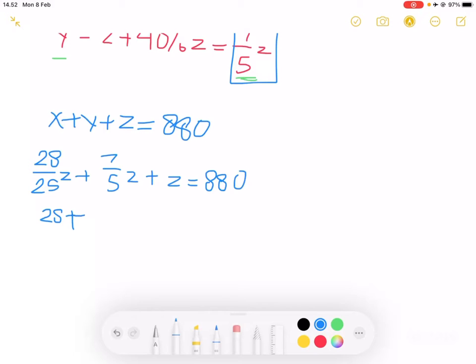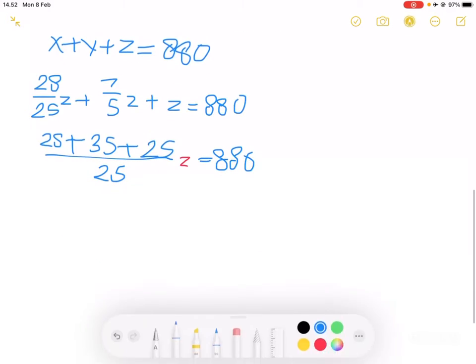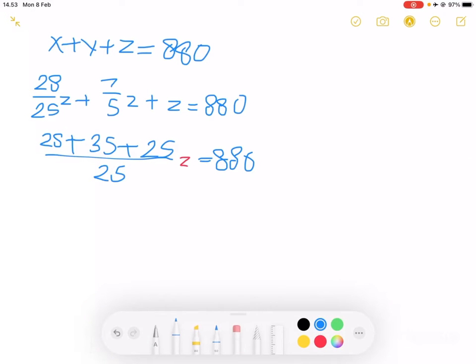So 28 plus this fraction will become 35. This will become 25, and this is over 25. And then don't forget the z. I'll just mark this in red. And remember, this is equal to 880. Again, simplifying this, we'll get 88 over 25z is equal to 880.